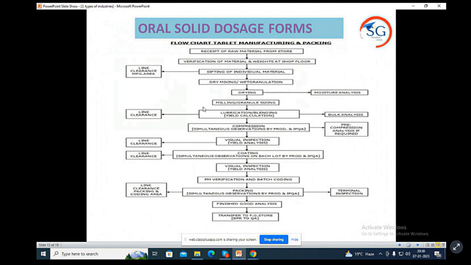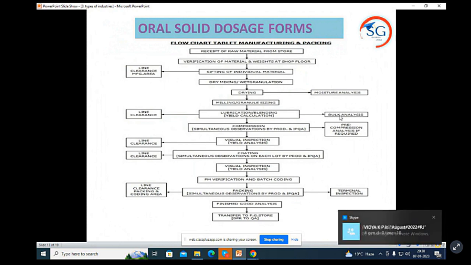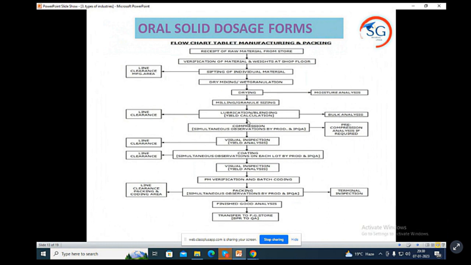Now the material will move to the blending area. Again, line clearance for that area should be taken from the QA, and then lubrication should be done. Again, the QA role here is that you should send a sample for analysis. Sometimes content uniformity or blend uniformity samples will be sent, and sometimes bulk analysis will also be sent. Next, you should calculate the yield. Yesterday I told you there are three types of yield. First is the actual yield, next is the theoretical yield, and next is the percentage theoretical yield. At every step you should calculate the yield. If there is any deviation from the specified limits, you should log a QMS document like an incident or deviation.